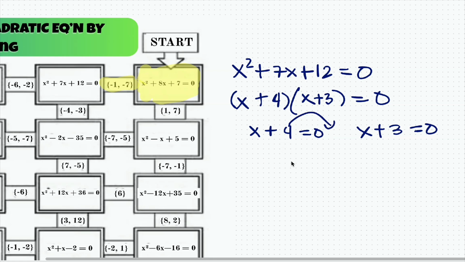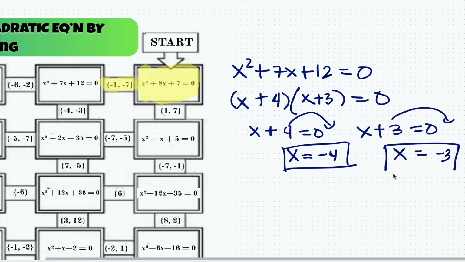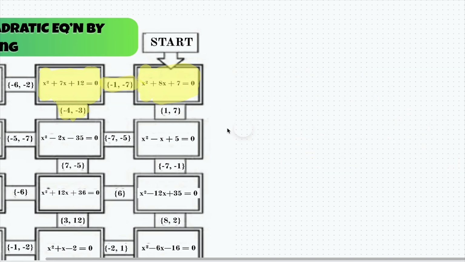We transpose 4 to the other side. The answer would be x equals negative 4, because we have to subtract 4 from both sides. Same here, x equals negative 3 must be the final answer. So the answers would be negative 4 and negative 3. Let's proceed to the next problem. The next problem would be x squared minus 2x minus 35 equals 0.